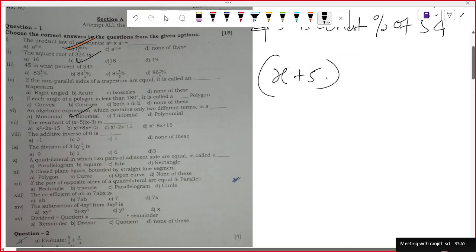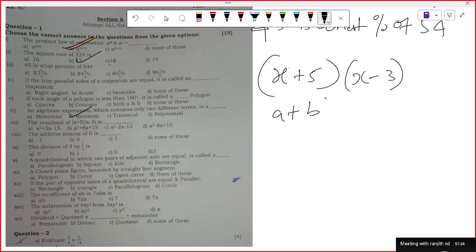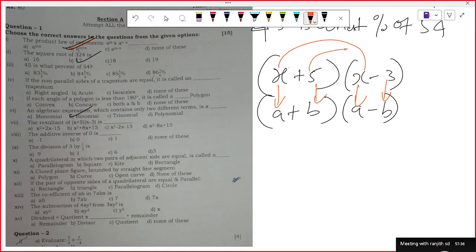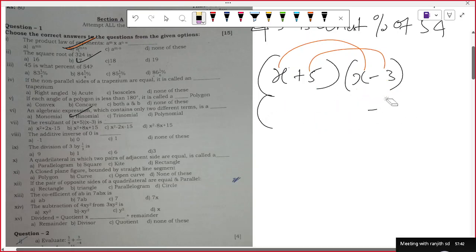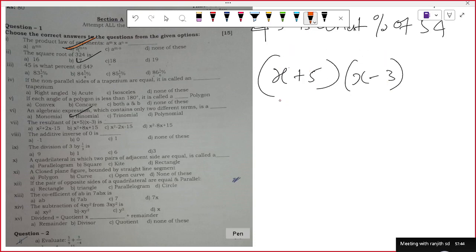(x + 5)(x - 3). Look here. Is it in the form of a plus b and a minus b? No. Check properly. The values are different. a is the same, but b is different. Can we use (a + b) or (a - b) here? No, so we can't use it. Then it's normal multiplication. Just multiply this.